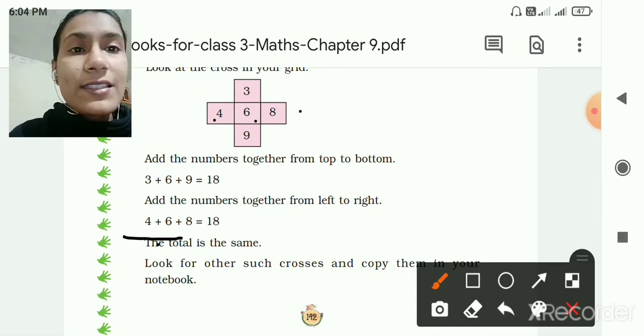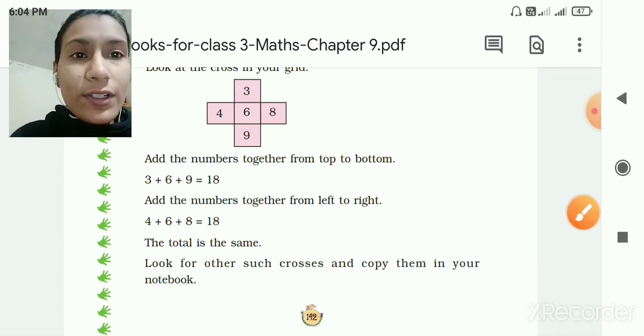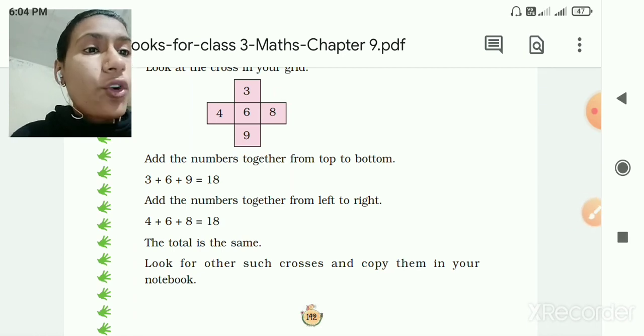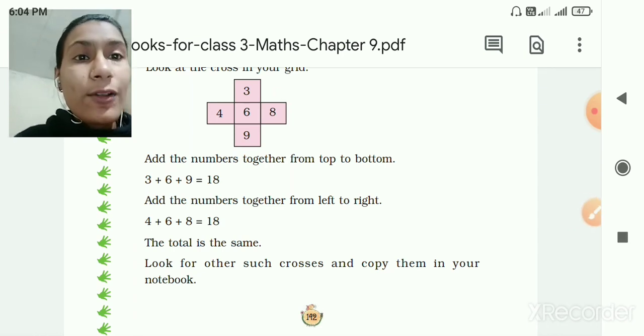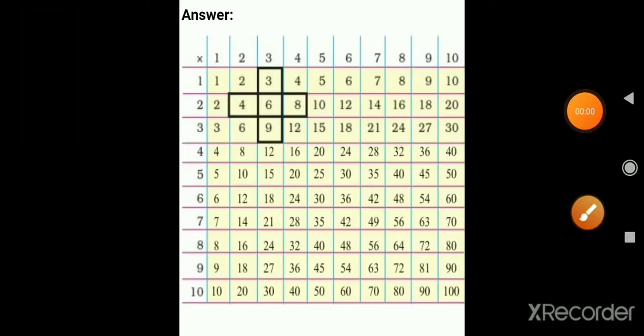Now 4 plus 6 is equal to 10. 10 plus 8 is equal to 18. So the total is the same. Now look for other such crosses and copy them in your notebook. Now let's see one other example.